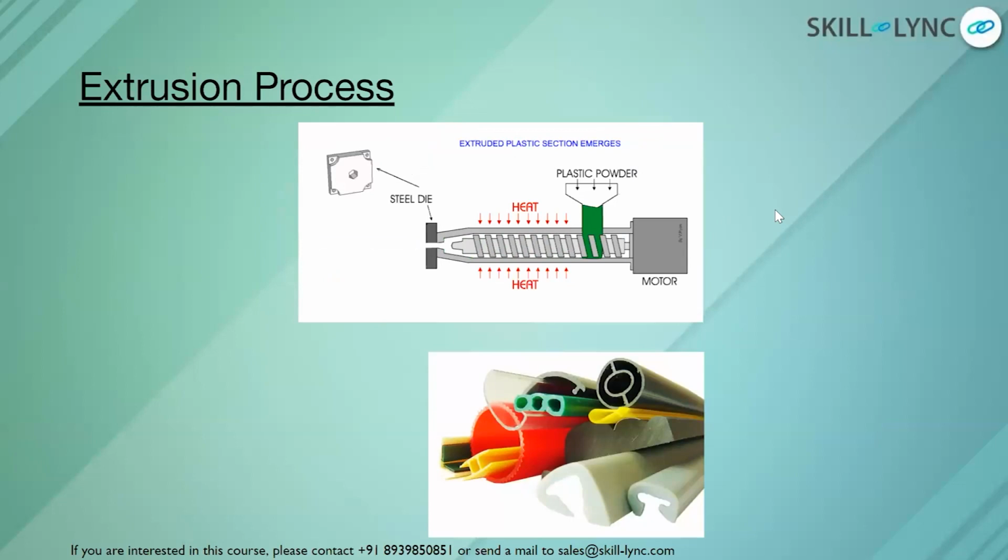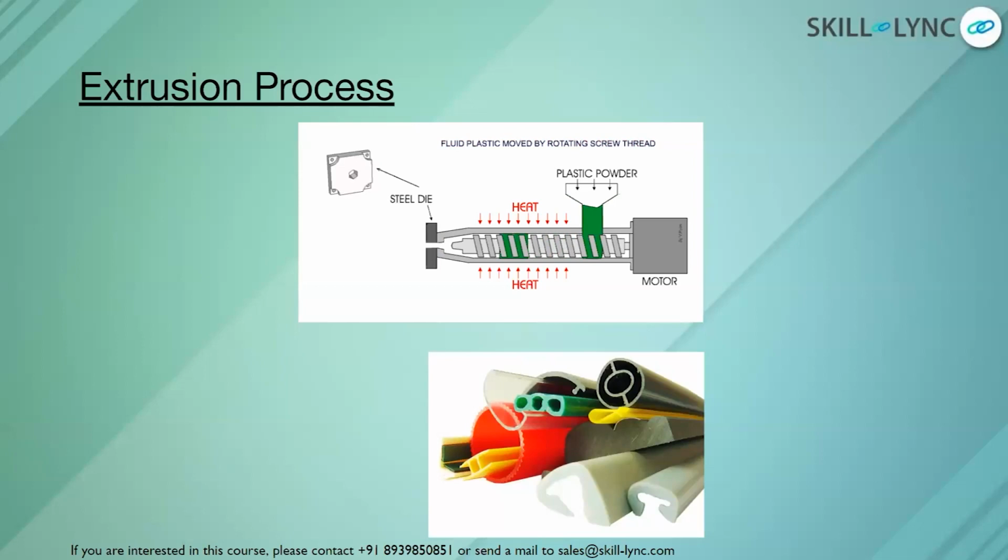Now again, another process is extrusion. In the general case, pipes are extruded. The plastic powder is provided to a hopper kind of mechanism, and then heat is applied for it to melt, and it comes out of a particular steel die in the form of tubes. This manufacturing process is called extrusion, the same process which you can see in sheet metal or metal processing also.